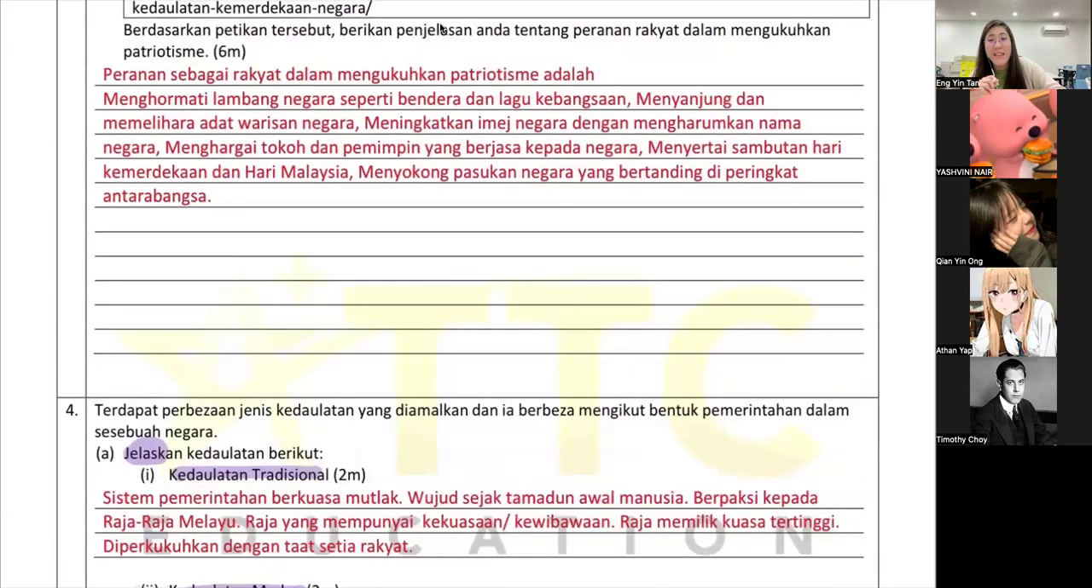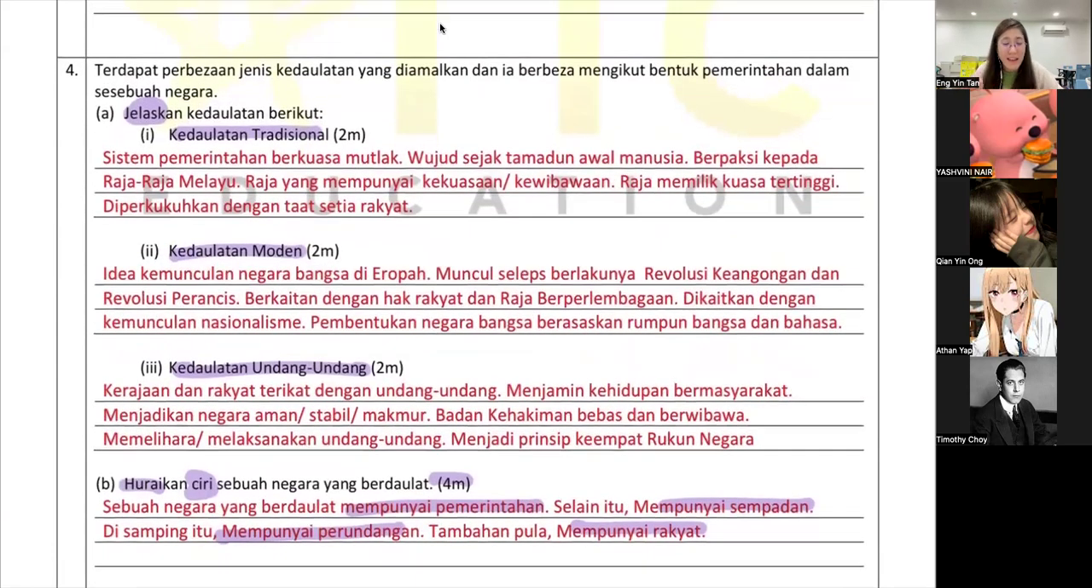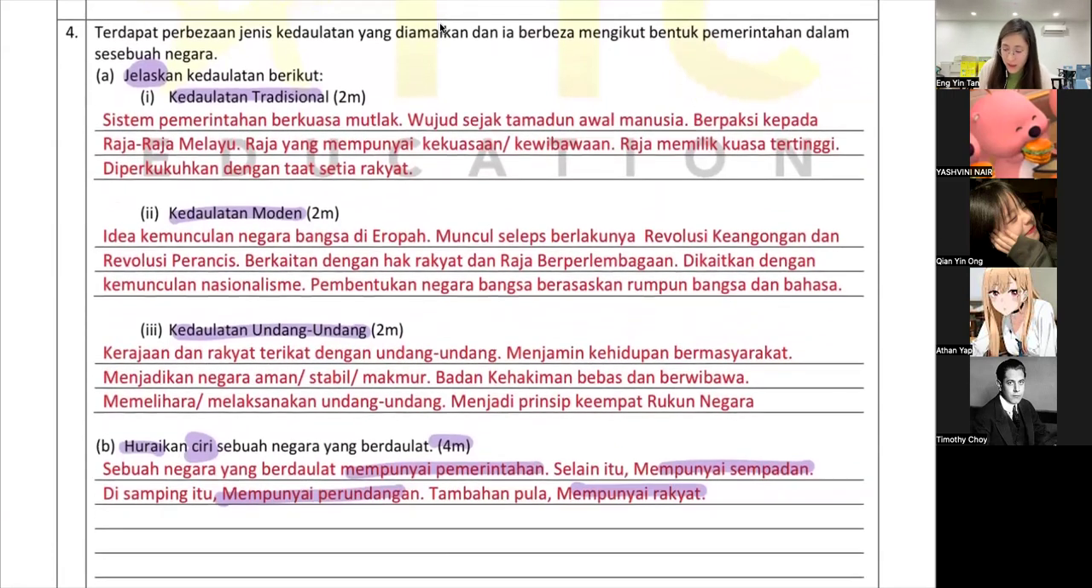Okay, can get the answer. Can get. Okay. Now everybody, can you see traditional modern undang-undang? Undang-undang over here. And then the ciri-ciri. This one is just, hey, listen. Although this one is huraikan ciri-ciri, but it's only like 4 marks. And you know lah, ciri-ciri negara kita only got 4.